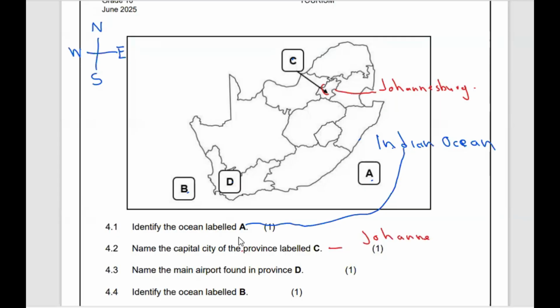Then moving on to the next question, which is question 4.3. Name the main airport found in Province D. If you look at Province D, that is the Western Cape. So the main airport which is found in the Western Cape is known as Cape Town International Airport. That is found in Province D.